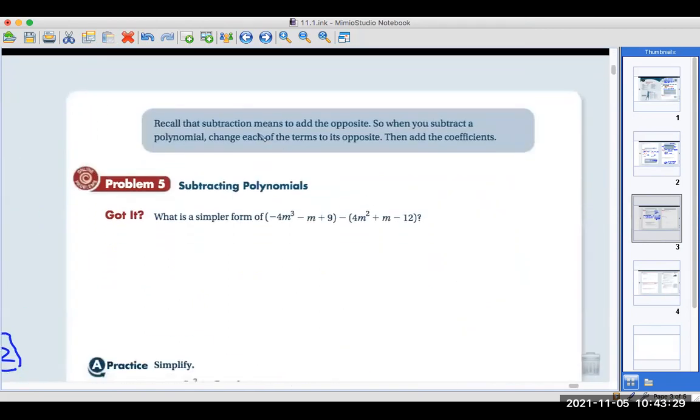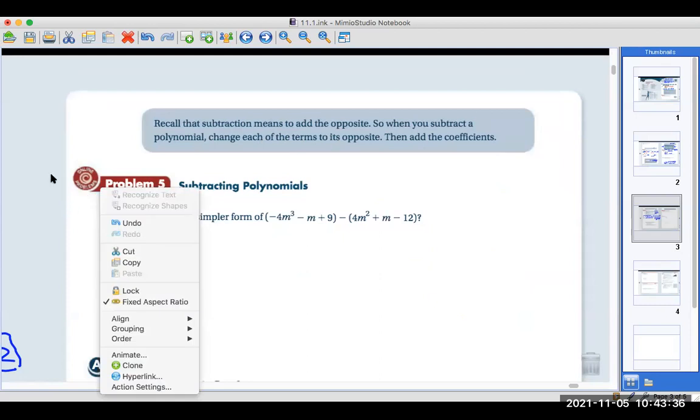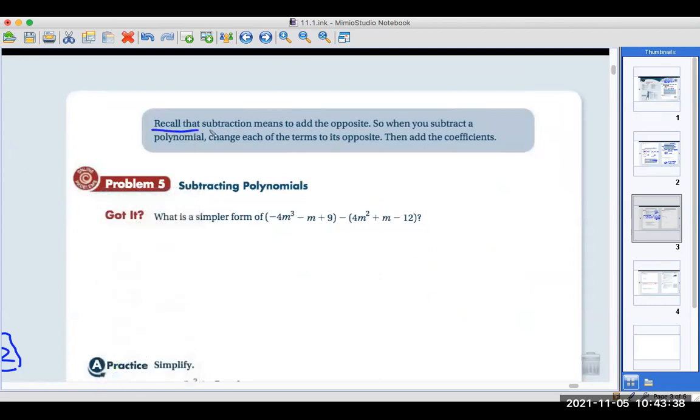Recall the subtraction means to add the opposite. So when you subtract, there's a little trick. You have to really add the opposite. So I'll show you how that looks. I call it change all signs. So when it's negative, you make it positive and you just add, okay? Change each of the terms to its opposite. That's kind of what I do. Then add the coefficients. So when you change the signs, you just add.